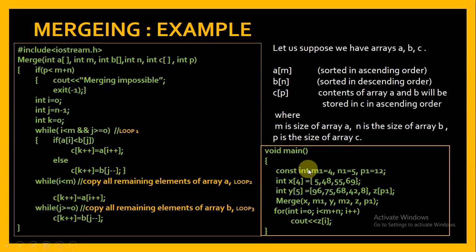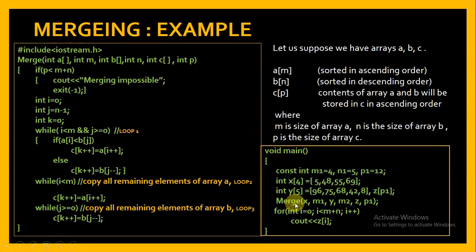So let us come to main. In main we have declared three variables M1, N1, P1 which contain the sizes of the three arrays. So this is the first array, and you can see here this is in ascending order, and then this is the second array Y which is in descending order, and this is the array Z. This is the third array, of size P1.